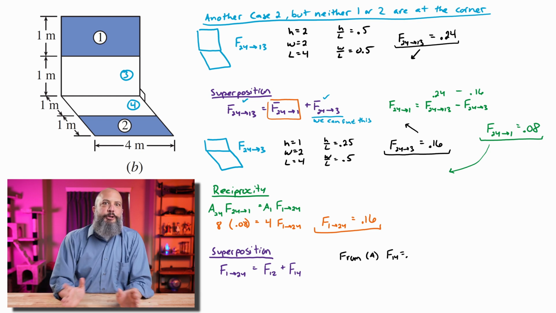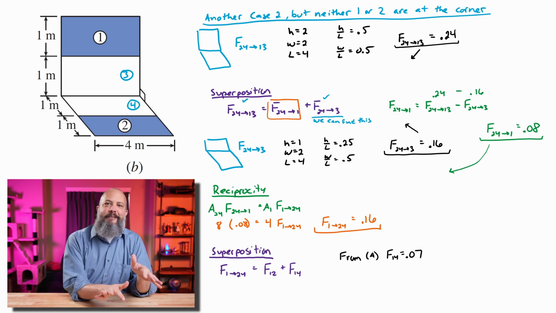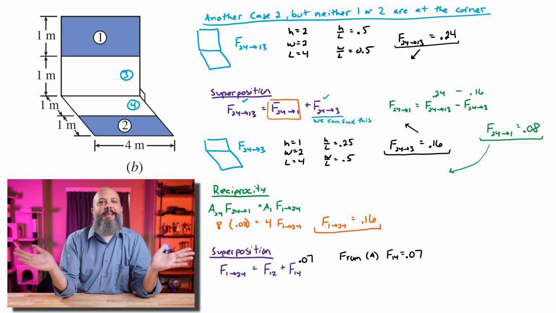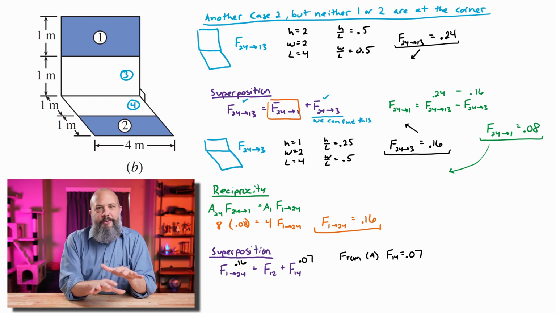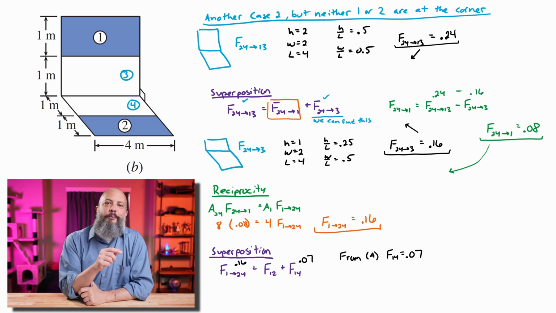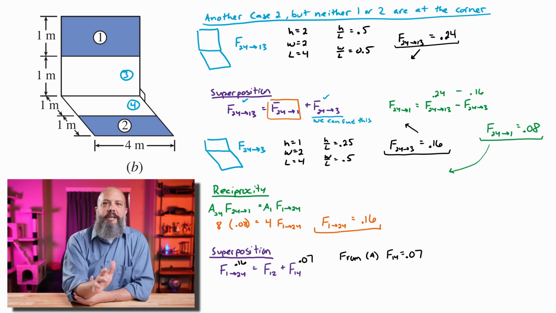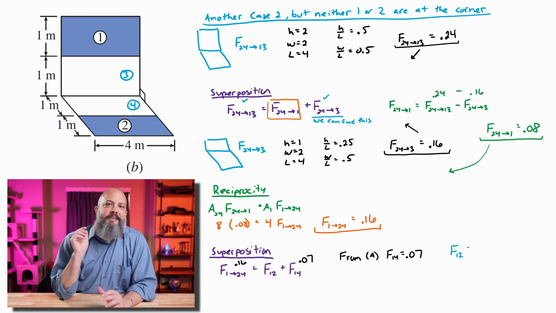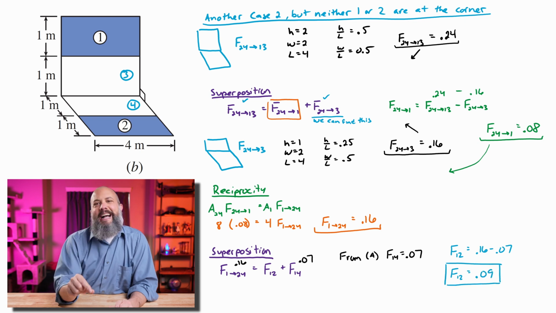Now that we've got two terms in the second half, F1 to 24, we can split apart the 2 and the 4 by superposition. So F1 to 24 is equal to F12 plus F14. And F1 to 24 we just found, right? That was 0.16. And F14 is actually the same thing that we found in part A, so I'm not going to resolve it here. I'm just going to use that same 0.07 that I found a couple minutes ago. Do a little bit of subtraction, and we get that F12 for this problem is 0.09.